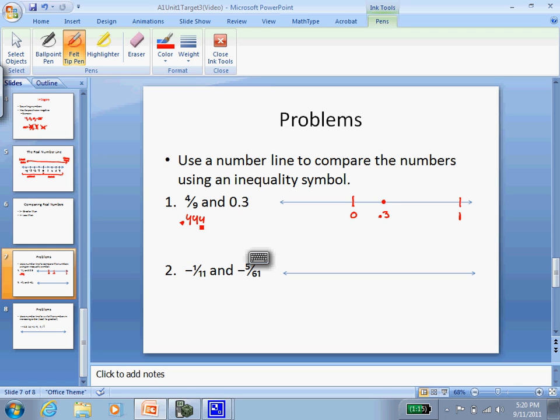And 0.444, since I look at the place to the right of the decimal point, and in the tenths place, the 0.4 is greater, so 0.444 will be a little farther along. So therefore, since the 4/9 is farther to the right on the number line, I'm going to say 4/9 is greater than 0.3.